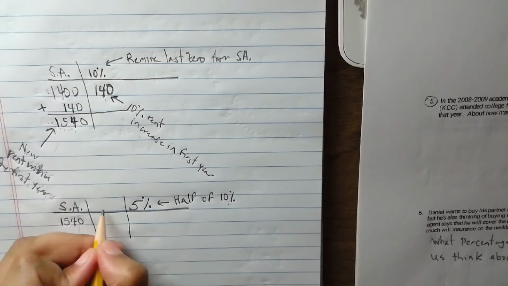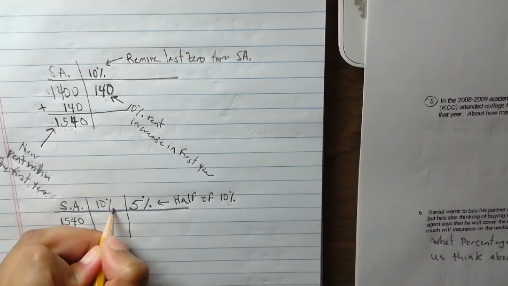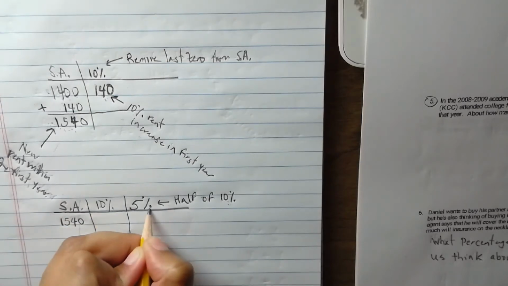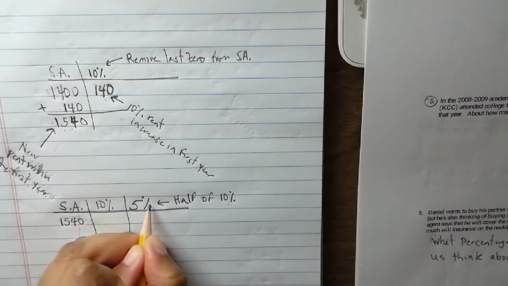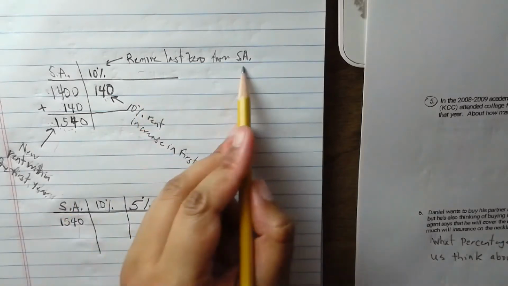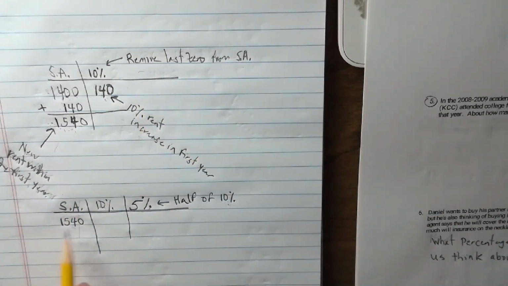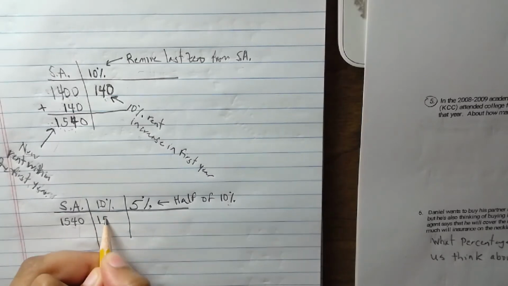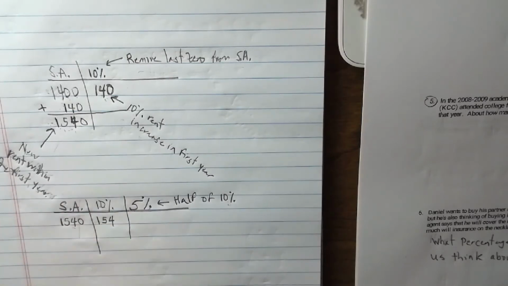So I need to add that to my table. Once I find this 10%, that'll help me get to the 5%. So this is a benchmark for that amount, for that percent. How do we find 10%? Again, remove the last zero from the starting amount. So that means our 10% would be 154.